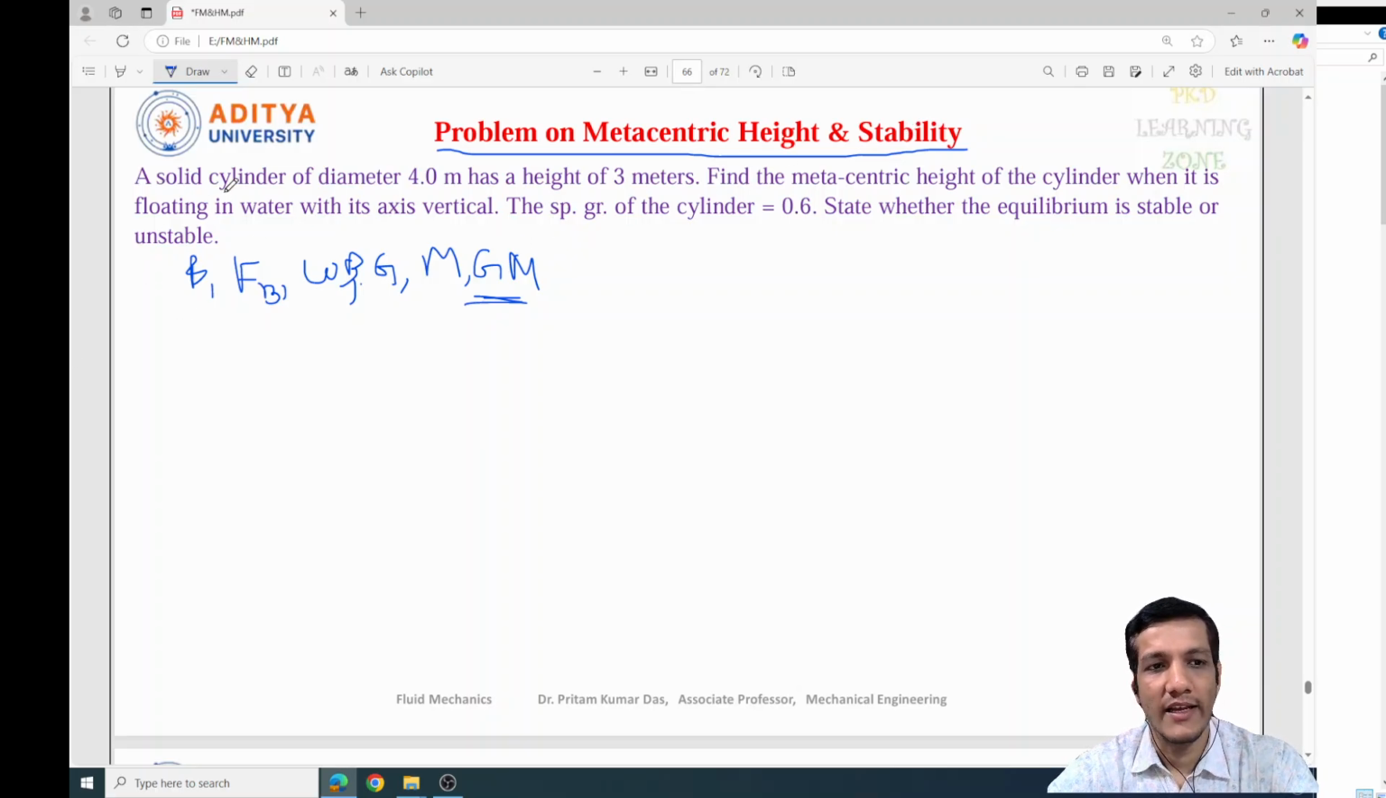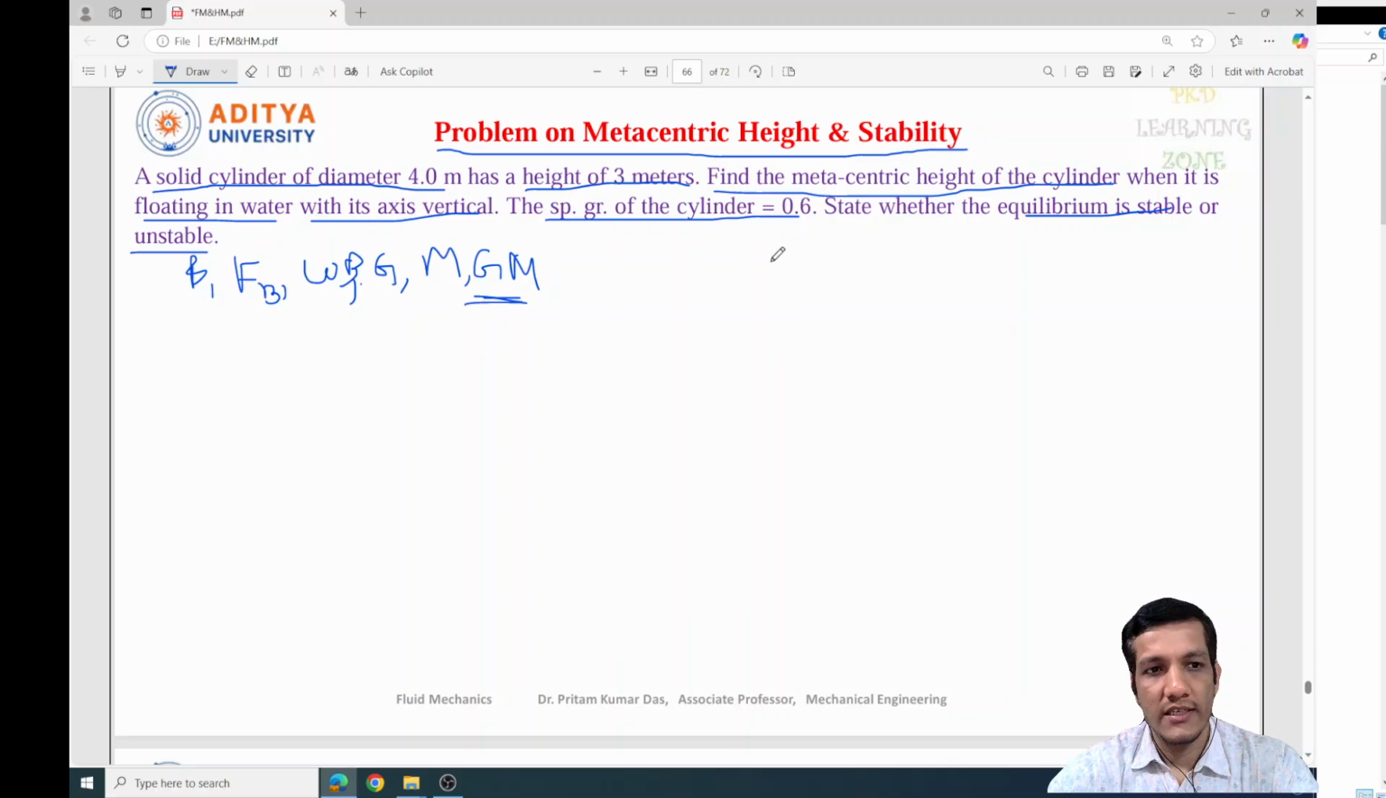Here I have taken an example of a solid cylinder of diameter 4 meter and height 3 meter. Find the metacentric height of the cylinder when it is floating in water with axis vertical. Specific gravity of the cylinder is 0.6. State whether the equilibrium is stable or unstable.